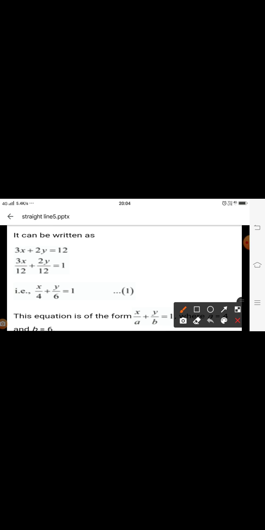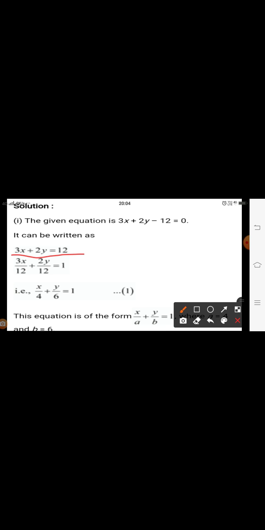Then let us reduce this. If you take 12 on the other side, then we get 3x plus 2y equal to 12. And if you divide all these three values by 12, then we get the required form as x upon 4 plus y upon 6 is equal to 1. And if you compare with the equation x upon a plus y upon b is equal to 1, this is the intercept form of a straight line having intercept a on the x-axis and b on the y-axis. Then clearly we get the values of a and b as 4 and 6.